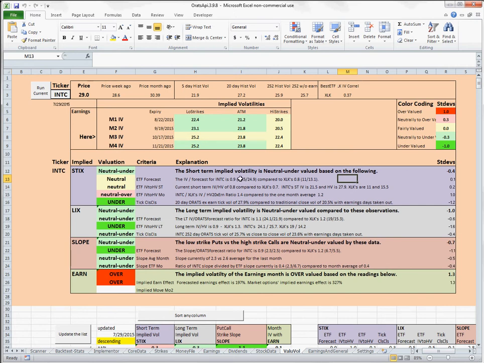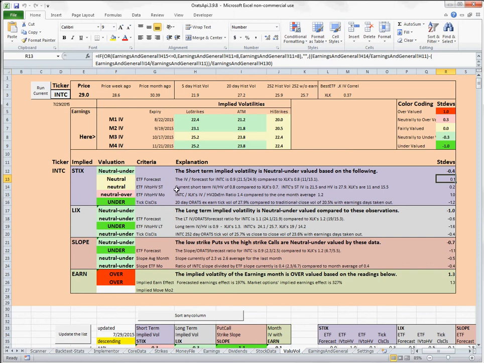And then we say what the actual number is. 21.5 divided by 24.9 is that 0.9, and the XLK is 11 divided by 13.1. So you would compare the 90%, so the implied is a little bit high in Intel compared to XLK. That's why we get a standard deviation reading positive. Sell the positive, buy the negative is basically what this is saying.